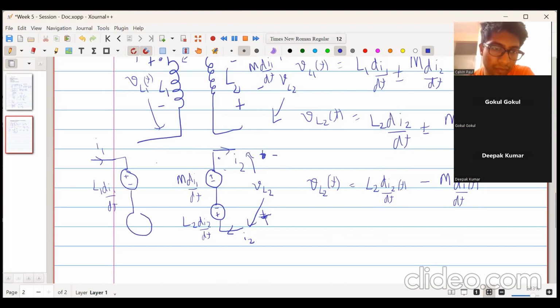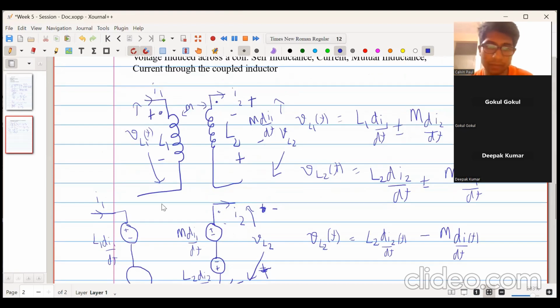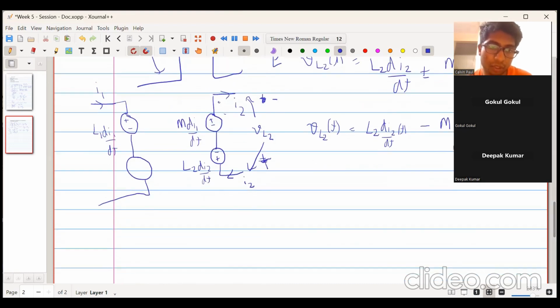Then we want to know what will be the polarity of the voltage which is induced due to the magnetizing inductance. One criterion is the dot. At the dot terminal, we directly put a positive at that end and a negative at the other end. Then we directly write M into d of dt.